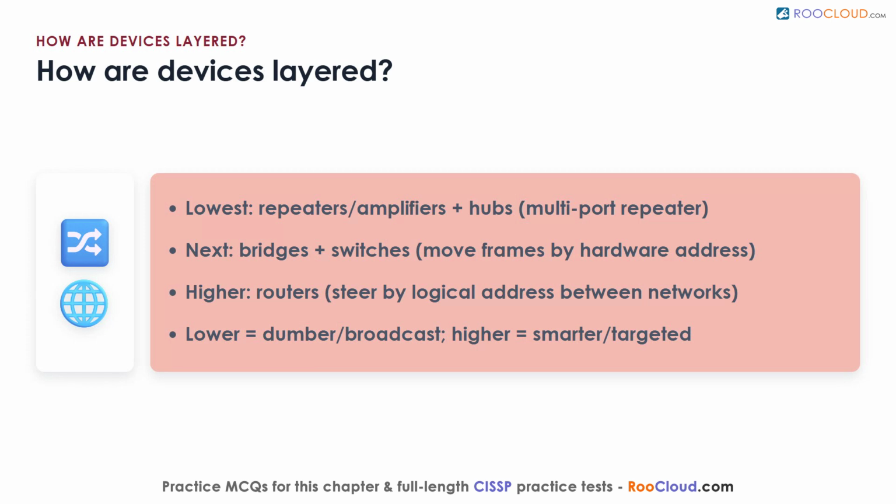A helpful anchor is that the lower the device, the dumber and more broadcast prone it is, while higher devices make smarter, more targeted decisions. Picture a mail system where a simple loudspeaker shouts to everyone, a sorting clerk hands mail to the right desk, and a regional dispatcher routes between whole buildings.